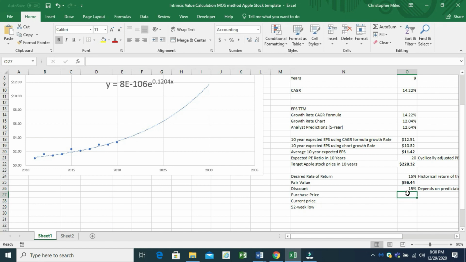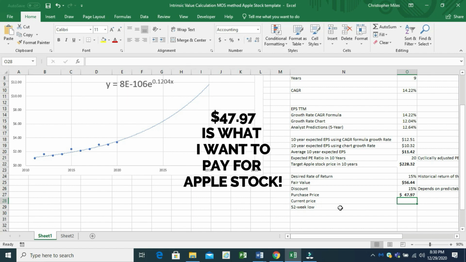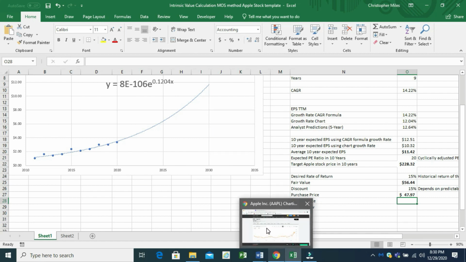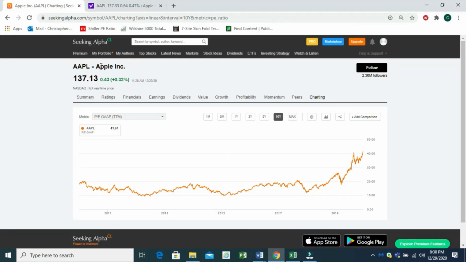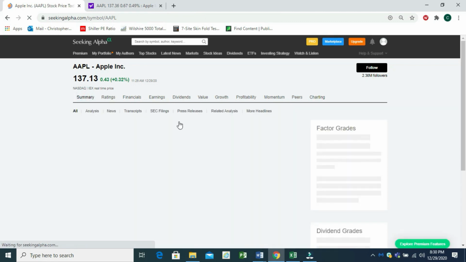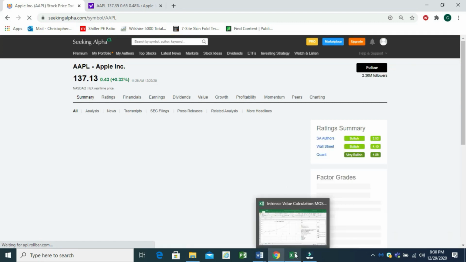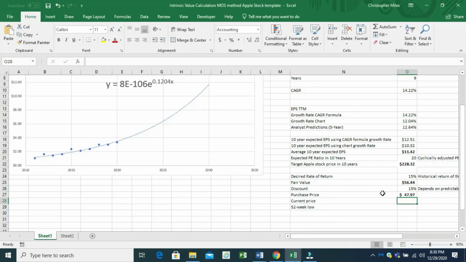Okay, so I put 15% in as the discount, and now I need to get the price. It's just going to be the fair value price times 1 minus the discount. So this is going to be 85% of the fair value price, which is $47.97. Okay, so I just want to look at what the current price of Apple is to know how much more expensive it is than what I'm willing to buy it at. And it's $137.13. So that's way more expensive than I'm looking to buy it at.